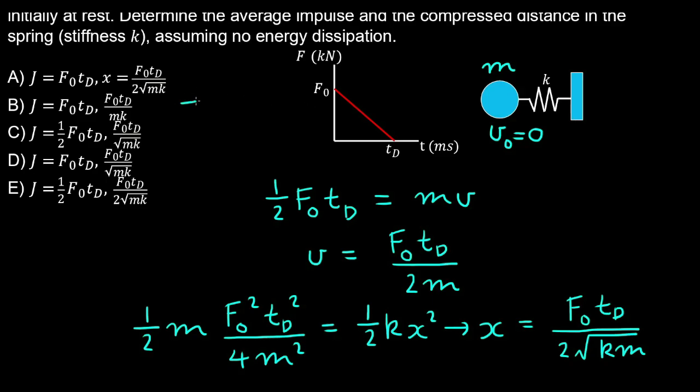And note that the average impulse is the average force, which is F0 plus 0 over 2, multiplied by the duration. So the correct answer is E.